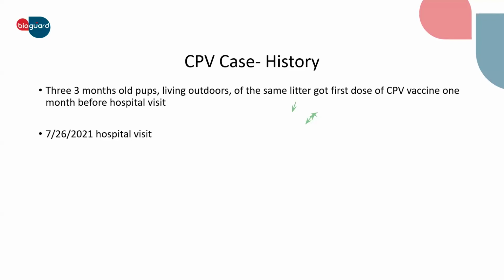There are three-month-old puppies. They live outdoors, and they are from the same litter. And all three puppies already got their first dose of CPV vaccine 1 month before the hospital visit. And the first hospital visit is in the summer, July of the year 2021.